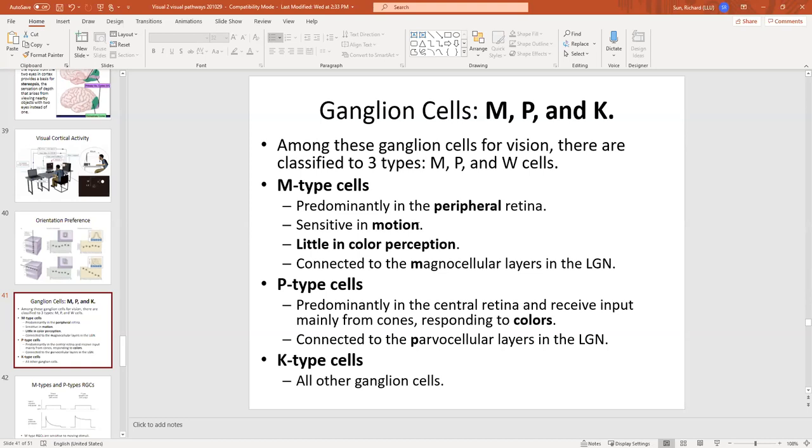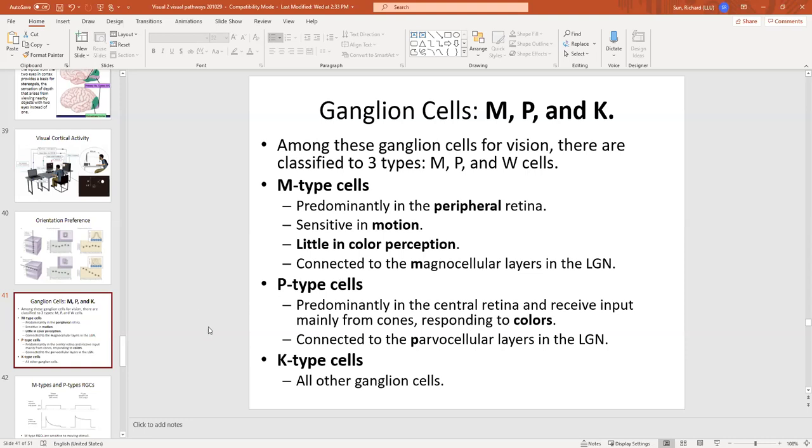When we see things in the peripheral vision, if it's stationary, we probably won't even pay attention to it. But when it moves, we will be very sensitive to it. That's because of the M cell. They are sensitive to motion, with little color perception because the photoreceptors are rods, not cones. That's the M type. P type are located more in the central retina. They receive signal from the cones, so they are sensitive to color.